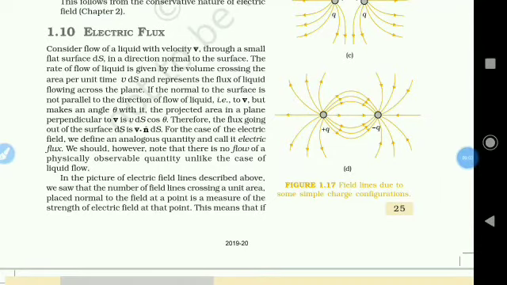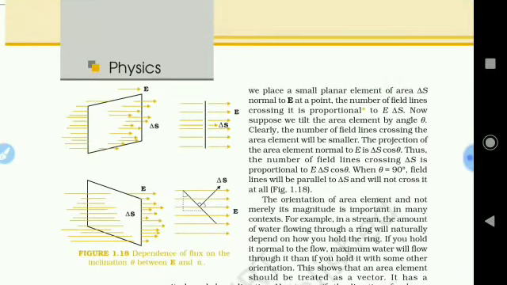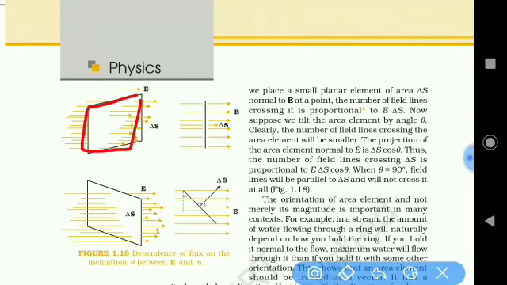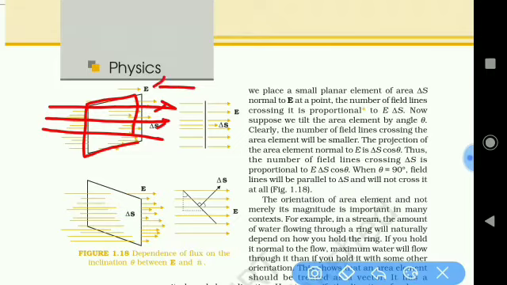Now electric flux, see in your textbook, the plane surface is given here. You can say this is the plane surface denoted by delta S. Now see, earlier also I have told you that the bold letters represent the vector. Means here delta S is a vector quantity. So this is the surface. It is placed inside the electric field denoted by capital E.